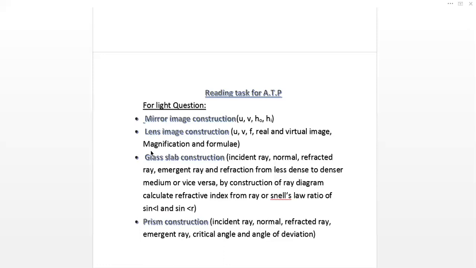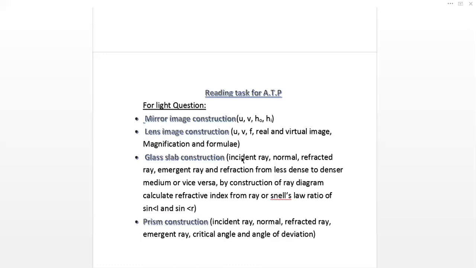And now after lens, next is refraction. If I am talking about refraction, you will discuss refraction from a glass slab and refraction from a prism. In a glass slab you must know how to draw incident ray, normal, refracted ray and emergent ray. When light travels from air or a less dense medium to a dense medium, it is called the incident ray. Normal is the perpendicular line on the surface of the glass slab. Refracted ray: after refraction, light will bend inside the glass slab. This is called refraction. And emergent ray: when light moves out from the glass slab, or denser medium, to less dense medium, this is called the emergent ray.